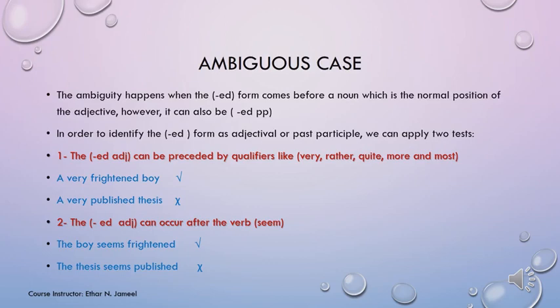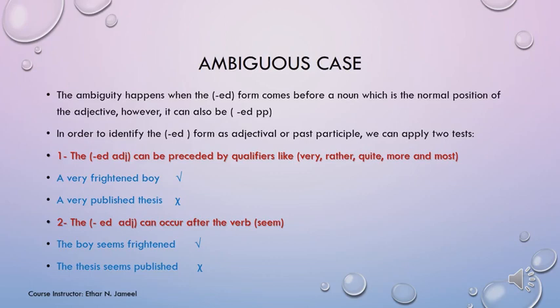In the second test, we can put the ed form after the linking verb seem. The boy seems frightened. It sounds natural and it seems okay according to meaning. So frightened here is an adjective, and the ed in this adjective is ed adjectival because frightened is an adjective.